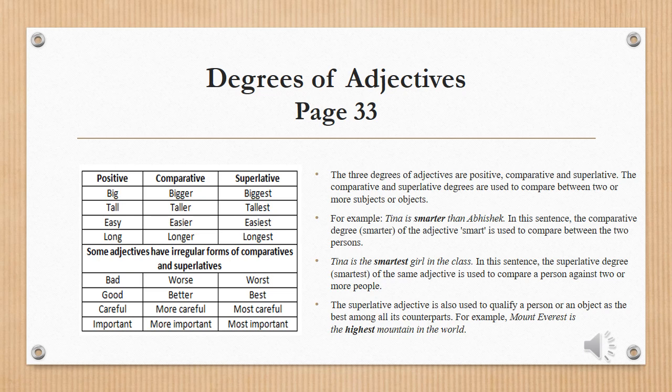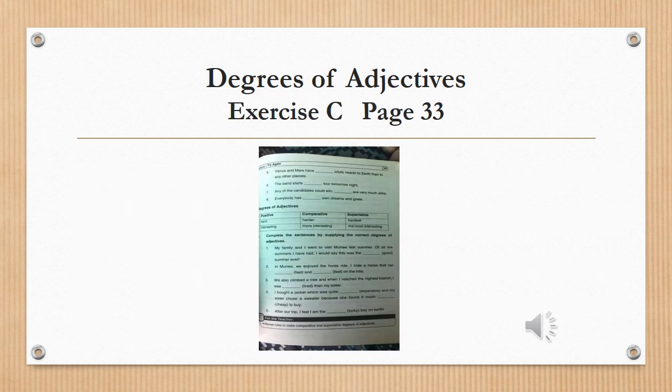There are some more examples like courageous becomes more courageous, most courageous. Beautiful becomes more beautiful, most beautiful. Similarly, difficult becomes more difficult, most difficult. I hope the concept is clear to you. Now move on to the exercise. In exercise C, you have to supply correct degree of adjective after reading the statements carefully. I hope you'll find the previous slide helpful in this regard.